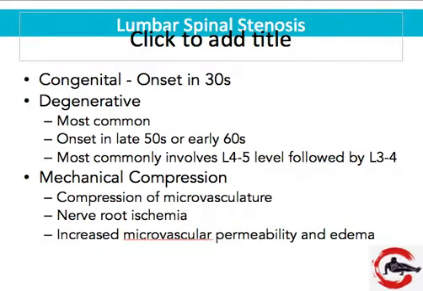If you look at it congenital, it can be an onset in the 30s. If you were wondering, spinal stenosis, where does that show up? Most commonly, this is a degenerative condition. Its onset is late 50s, early 60s, and it usually involves L4-L5, followed by L3-L4. Now, with lumbar stenosis, what you'll find is that these patients have a variety of different symptoms that can show up with it. And don't be too intimidated by spinal stenosis.